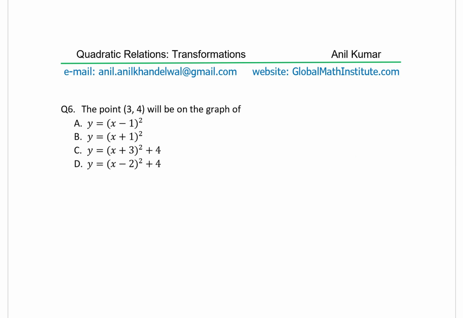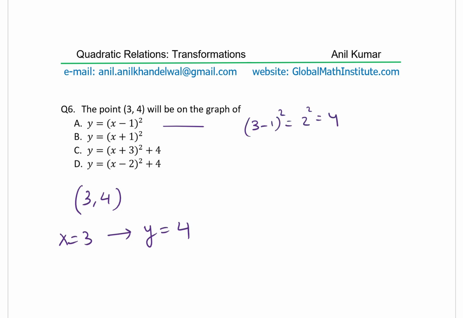The point 3, 4 will be on the graph of which function? Well, one of the ways is, here basically we are saying, when I say the point 3, 4, I am saying x equals 3 will give you y equals 4. So what you could do here is substitute 3 and check your answer, right? So if I substitute 3 here, I get what? I get 3 minus 1 whole squared, which is 2 squared, which is 4. So that seems to be the right answer.